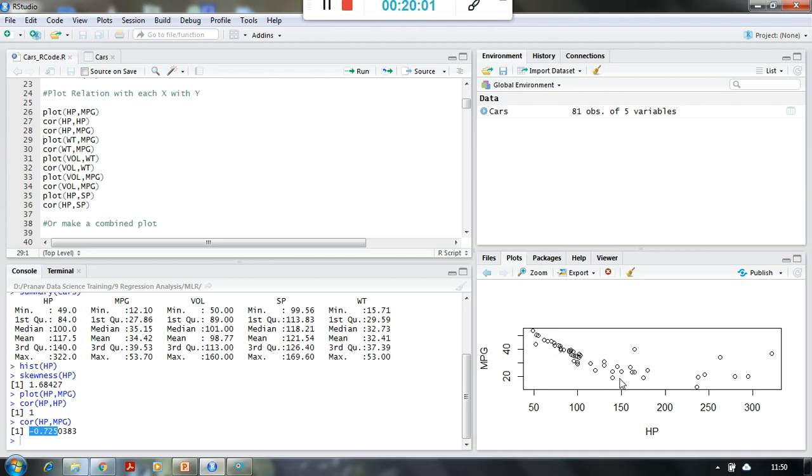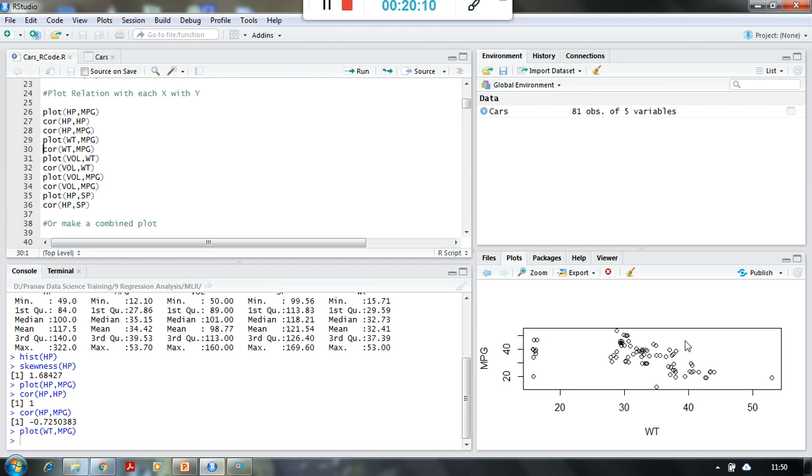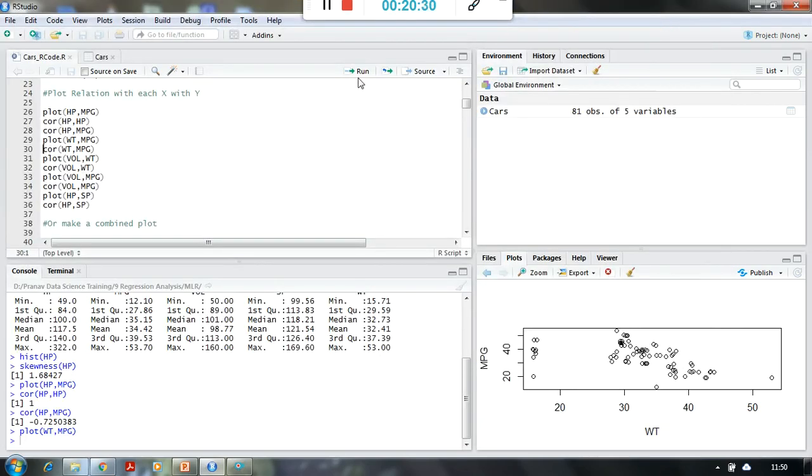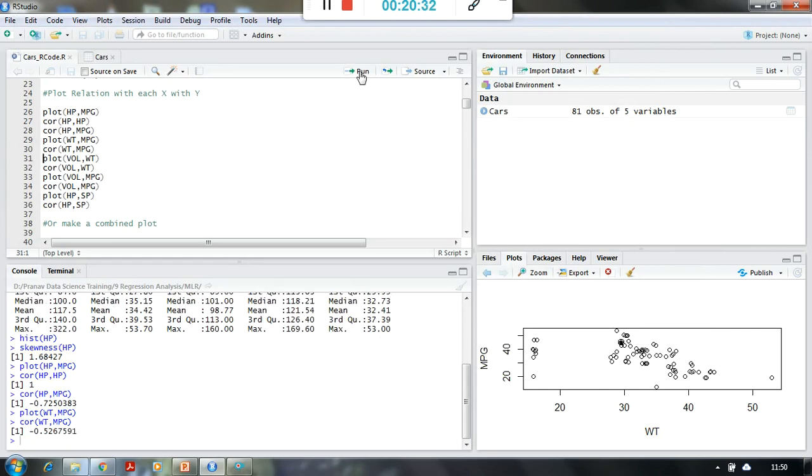So the thing is that we can say that HP is having a moderate correlation with MPG. Similarly, we can check for weight and look at that the scatter is presented in such a way that we are not sure whether there is a relationship or not, because for one single value of x there are multiple values of y. Maybe at times the y is not changing for the same value of x, so we have to check the correlation coefficient, which is minus 0.52.